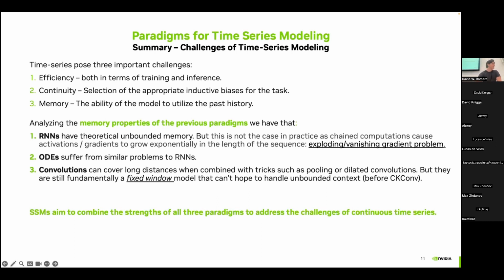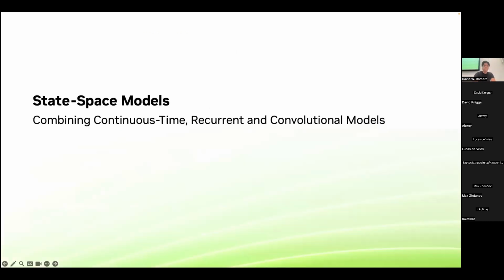And SSMs, as we're going to see next, the idea is to combine the strengths of all these different models, the continuous, the convolutional, and the recurrent, in a single model, such that you can make use of all these different properties that they have. Questions so far?